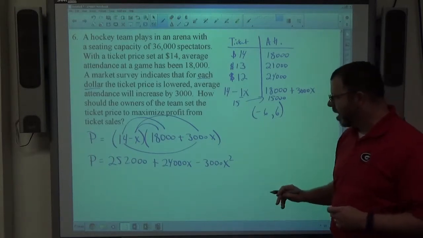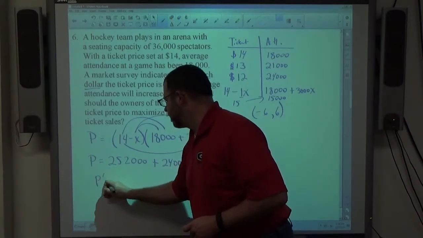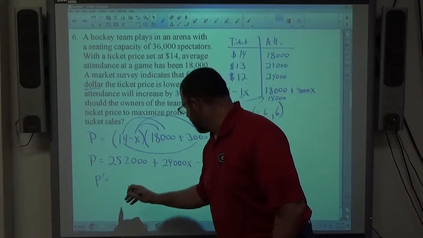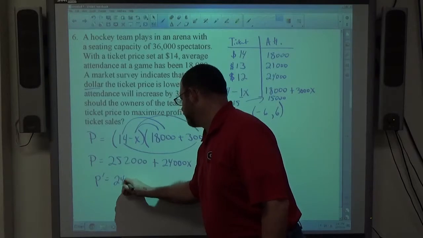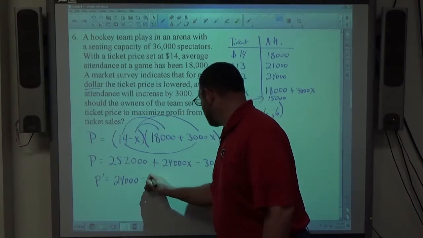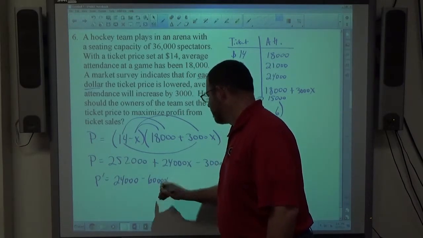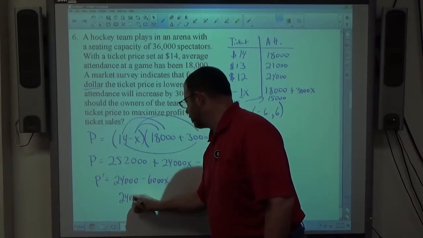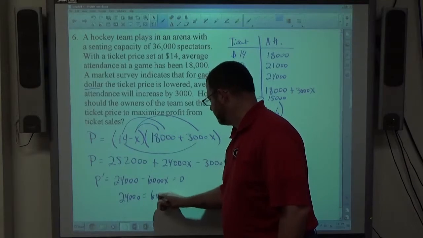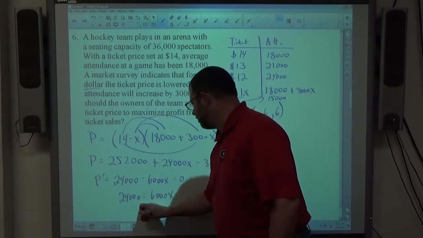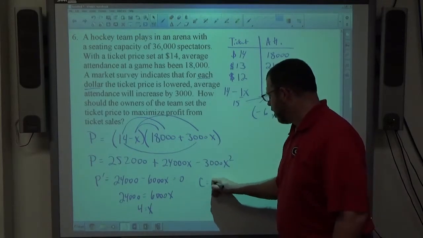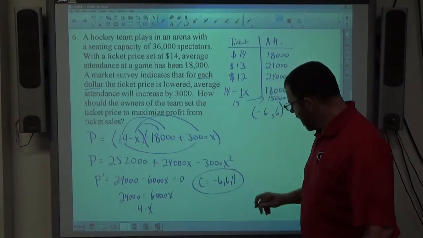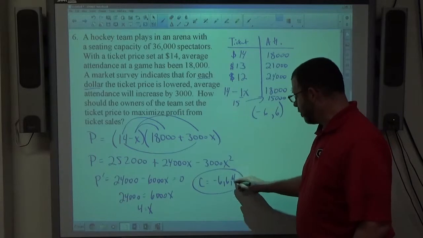I also know that P prime is going to find me the critical numbers beyond the endpoints. So if I do P prime, I'm going to get 24,000 minus 6,000x. Set that equal to 0, and we're going to get 24,000 is equal to 6,000x, which means x would equal 4. So my critical numbers are negative 6, positive 6, and 4. And one of those is going to be the right answer.